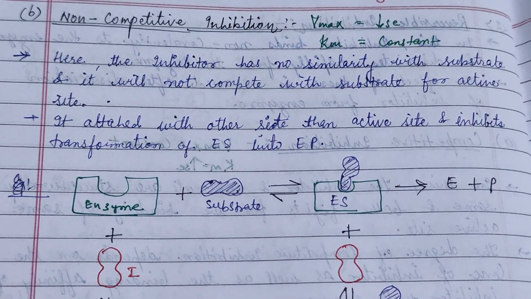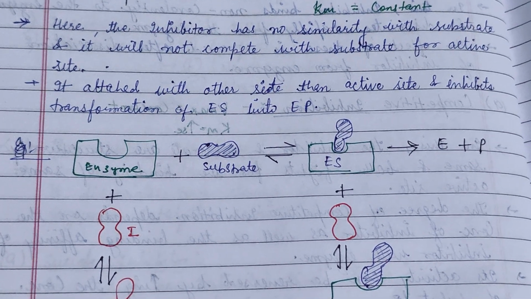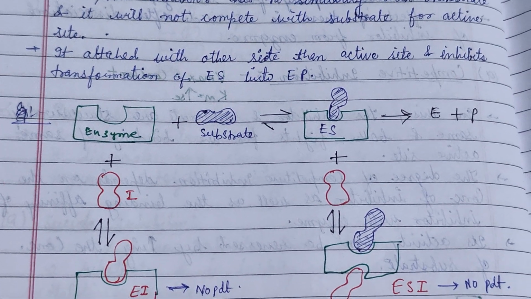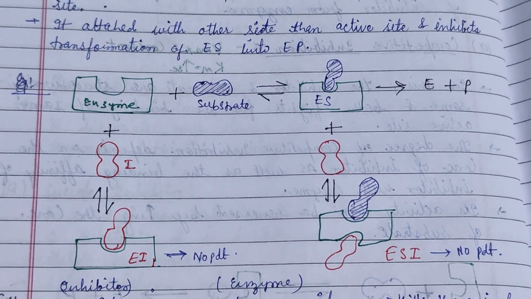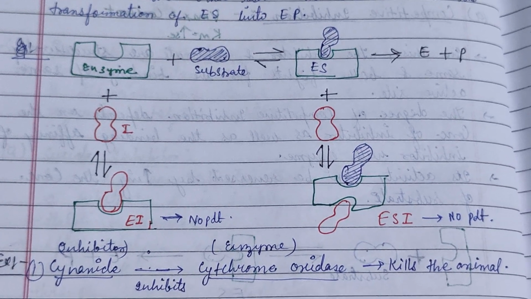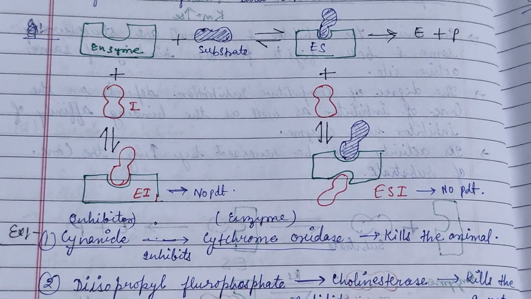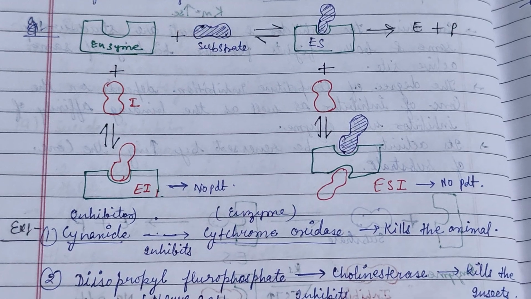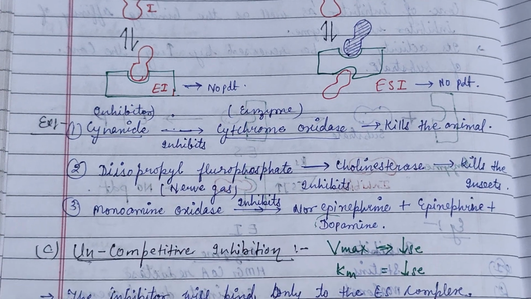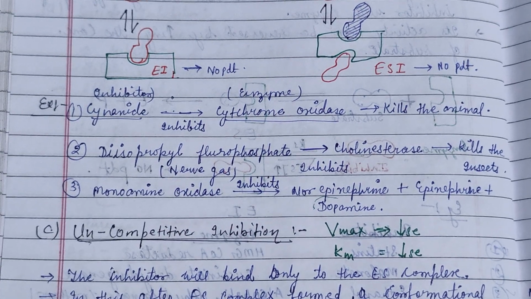In non-competitive inhibition, the Vmax decreases and Km is equal to constant. The inhibitor has no similarity with the substrate and it will not compete with substrate for active sites. It attaches to a site other than the active site and inhibits the transformation of the ES into EP. When the enzyme binds to the substrate, it forms the enzyme plus product. When the enzyme binds to the inhibitor at a site other than the active site, no product formation will take place. Examples of these non-competitive inhibitors are cyanide, diisopropyl fluorophosphate, monoamine oxidase inhibitors, etc.